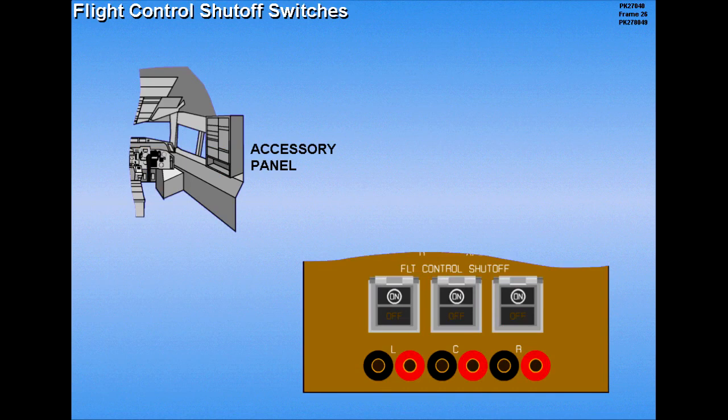Flight control shutoff switches are located on the accessory panel. Shutoff switches must be on for all flight operations and are for maintenance use only. Now try some questions.